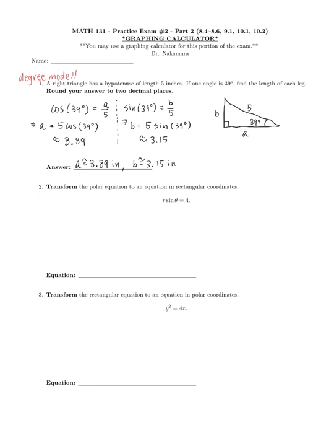Now, let's go with number 2. Transform the polar equation to an equation in rectangular coordinates. So again, you're going to have to memorize your rectangular coordinates. Let me just write it out in red. Remember, x equals r cosine of theta, and y equals r sine of theta. And just for kicks, r squared equals x squared plus y squared.